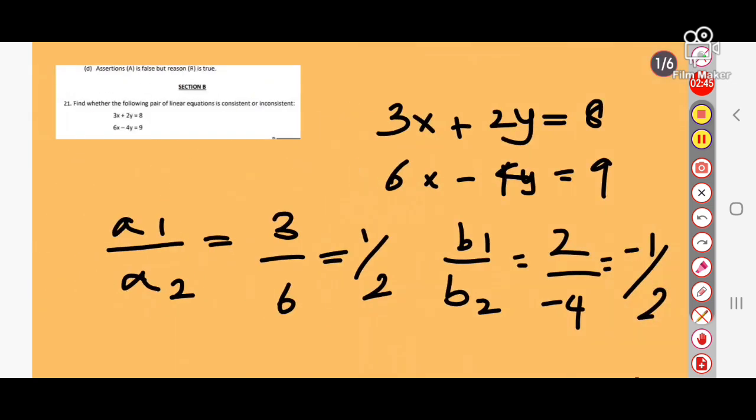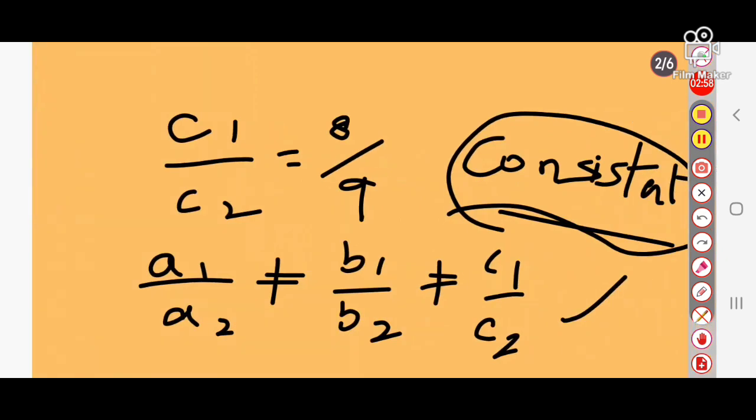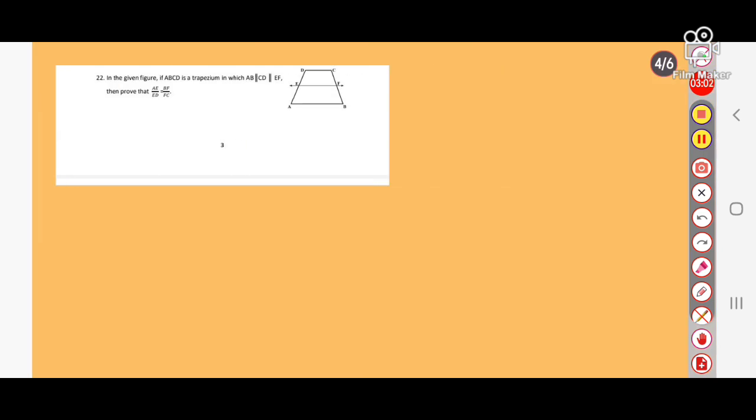Hence the following linear equations, that is 3x plus 2y equal to 8 and 6x minus 4y equal to 9, form a consistent pair. This is the final conclusion you have to write in the result after writing these steps, right? Now we will see the next question.